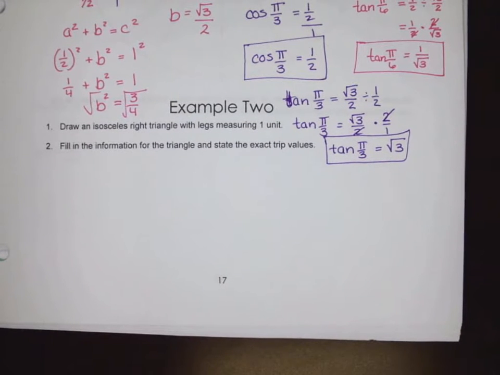Okay, draw an isosceles triangle with legs measuring 1 unit. What's an isosceles triangle? Two sides equal, one side not. Two sides equal.